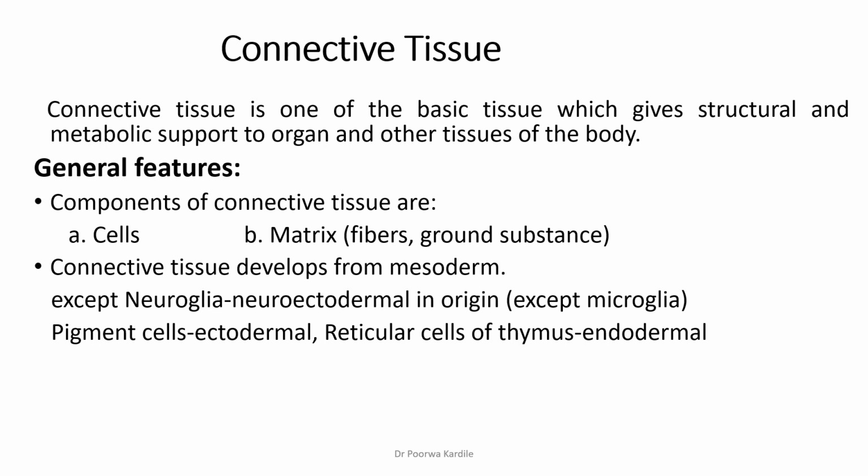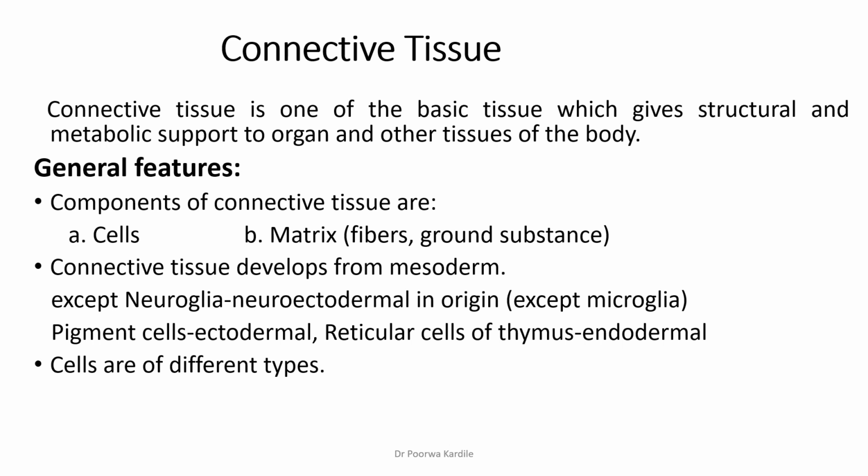Connective tissue develops from mesoderm, with few exceptions like neuroglia. Now we know in central nervous system we have neurons and the neuroglial cells. So neuroglial cells form support. They are supportive cells and they include astrocytes, oligodendrocytes and microglial cells.